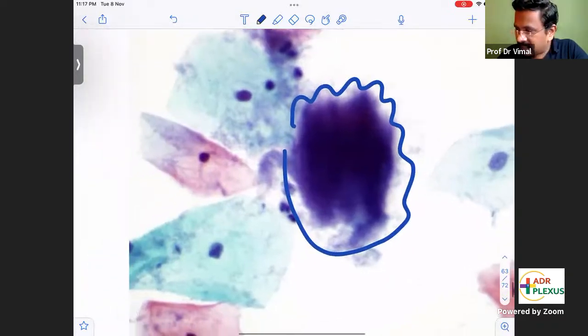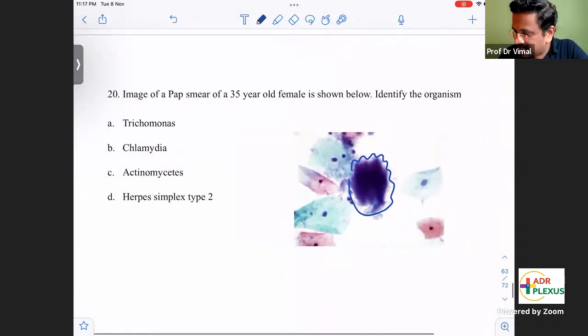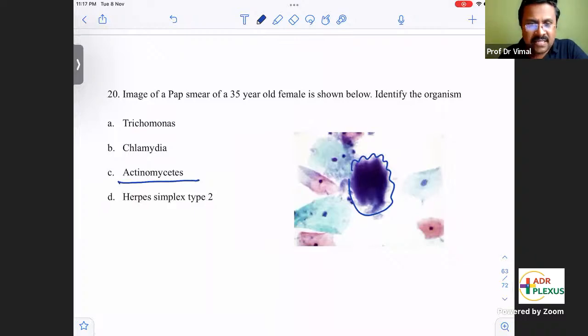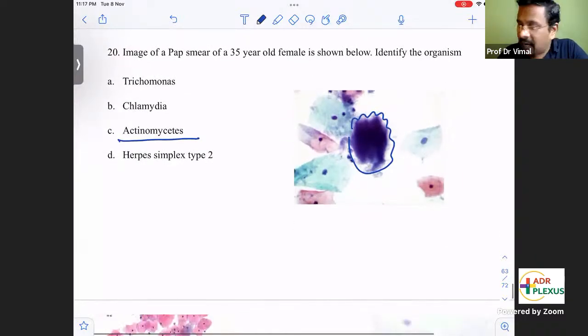please think that this is actinomycetes. This is actinomycetes, fluffy cotton ball appearance. And also shish kebab appearance in pap smear, like a kebab appearance. Which organism? Kebab appearance? That is candida. Please remember shish kebab appearance, candida.